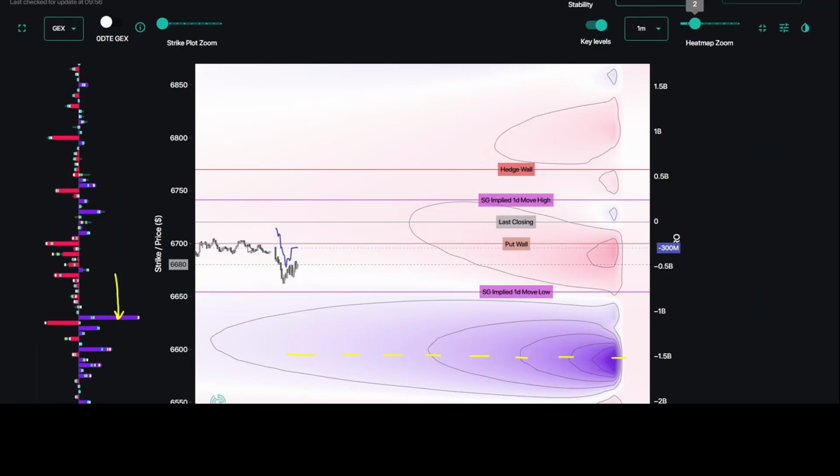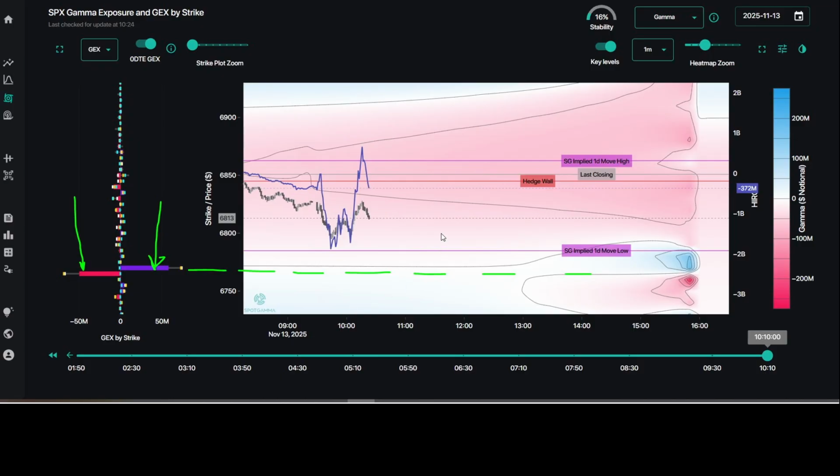Here another example. If price is making lower low, lower high, you have to take short position and get out of your position here in this level. Here another example. You take short position here and get out of this position here in this level.